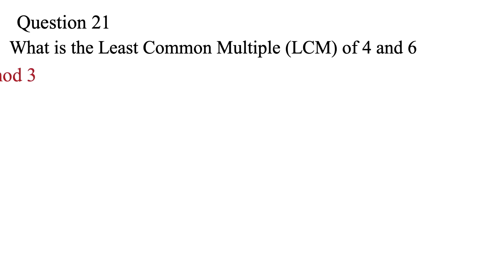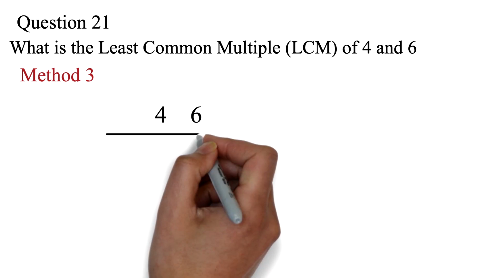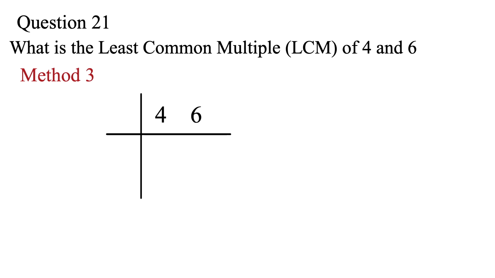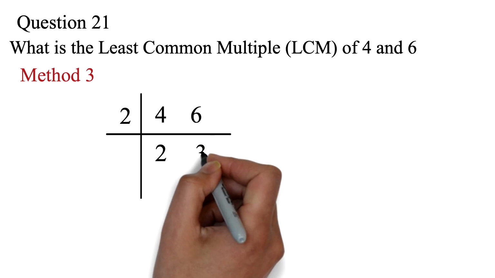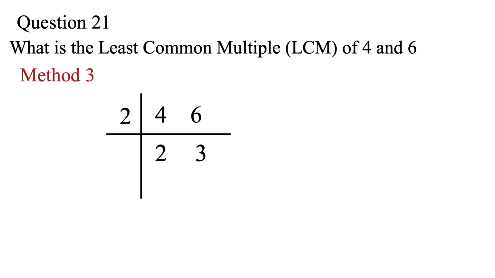Method 3. This method is also just like method 3 for finding the GCF. We are using division. We have our 4 and 6. You'll find a number that can divide both 4 and 6 without a remainder. I'll use 2. 4 divided by 2 is 2. And 6 divided by 2 is 3. Nothing can be divided further.